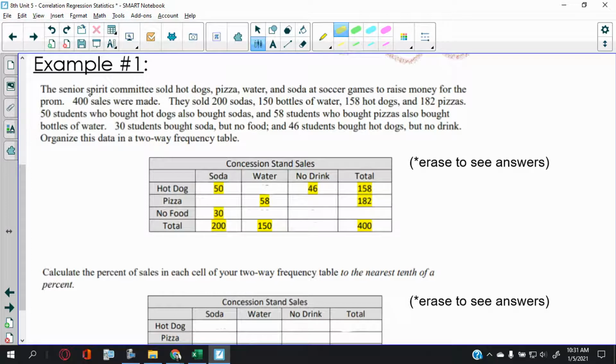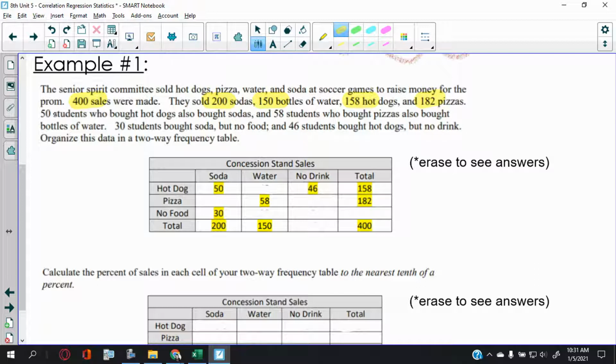The Senior Spirit Committee sold hot dogs, pizza, water, and soda at a soccer game to raise money. 400 sales were made. 400, right here. They sold 200 sodas down here, 150 bottles of water here, 158 hot dogs. Where are the hot dogs? Oh, right here. 182 pizzas.